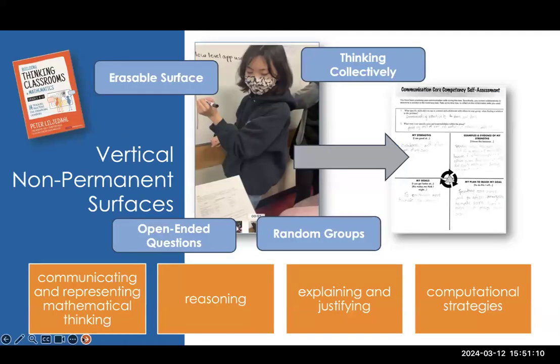So something else to consider in your lesson design is to try using vertical non-permanent surfaces. So what that really is, they're erasable surfaces. So they could be on whiteboards, blackboards, windows. Some people have the white books, I think they're called, which are sort of like chart paper, but erasable. And displayed around the room, it invites students to work in small groups to tackle some open-ended questions. And so here they're having to work collectively.